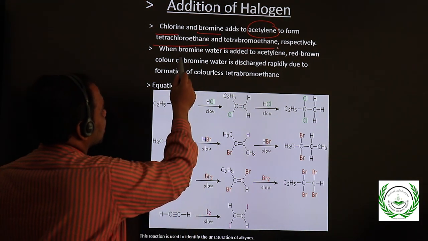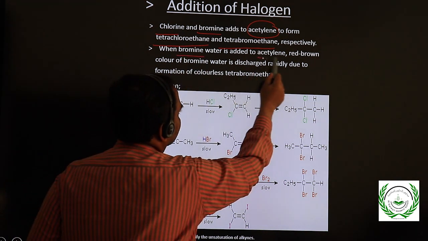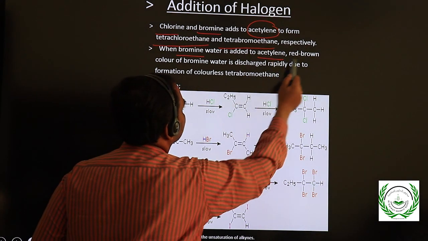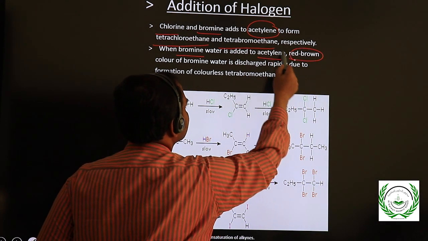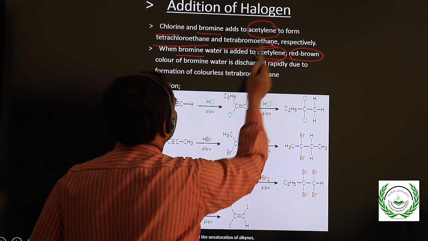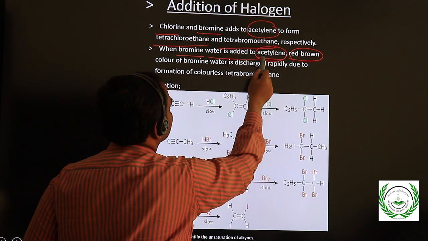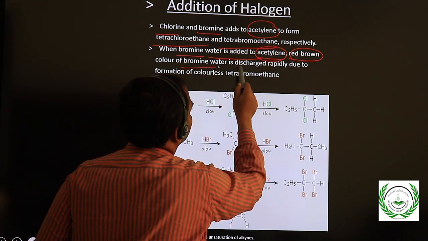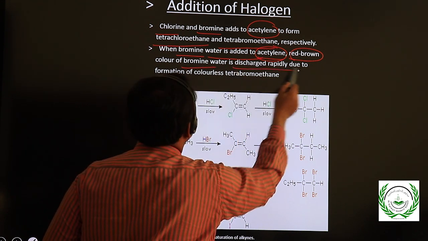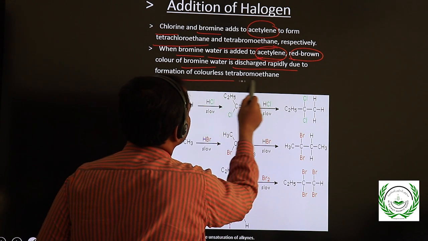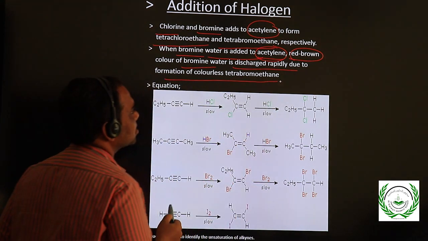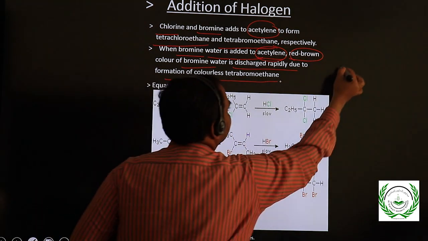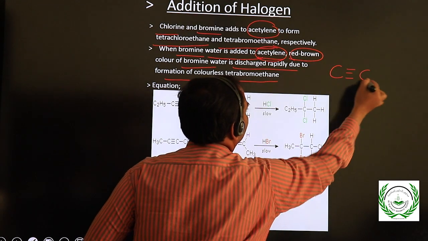When bromine water is added to acetylene, what happens? Bromine, which is red brown color, acetylene is having triple bond. When we add bromine water to acetylene, the triple bond will break. The bromine water is discharged rapidly due to the formation of colorless tetrabromoethane. It means acetylene is having triple bond.